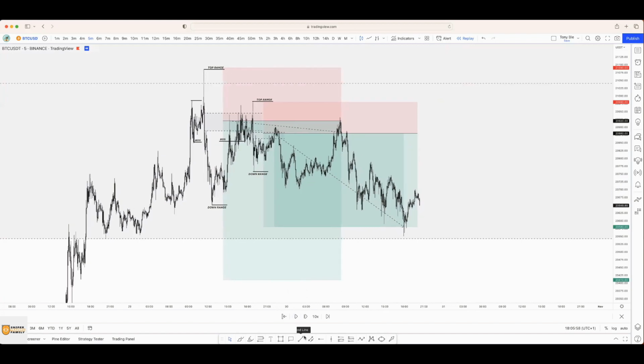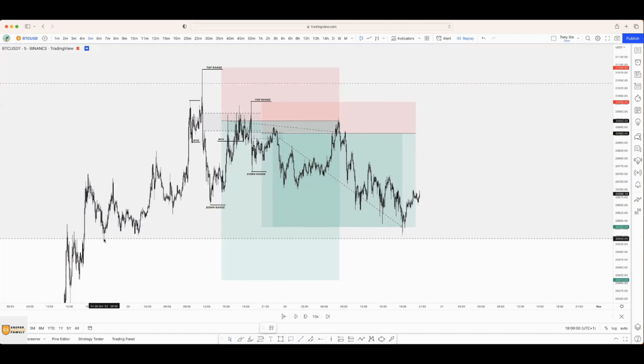But let's see. What I can see here is I see a pool of liquidity here. You can see this money here and in this area here. So it might still go down because of this money here. But let's see.